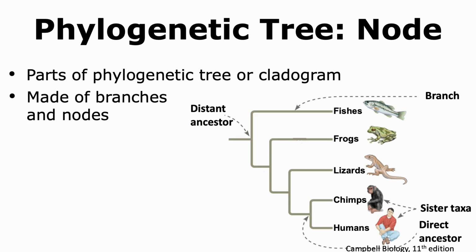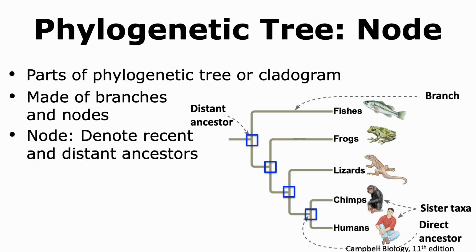A phylogenetic tree or cladogram shows the evolutionary relationships among different organisms. They are comprised of branches and nodes. The nodes denote recent and distant ancestors. For example, when we look at the group of chimps and humans, the node that is shown represents the direct ancestor or the most recent ancestor. On the other hand, other nodes that we can observe show more distant ancestors for the group of chimps and humans.